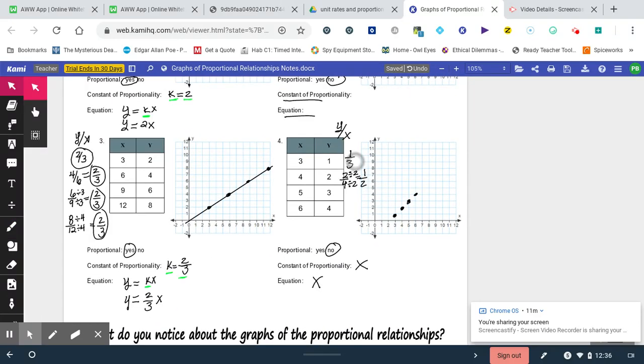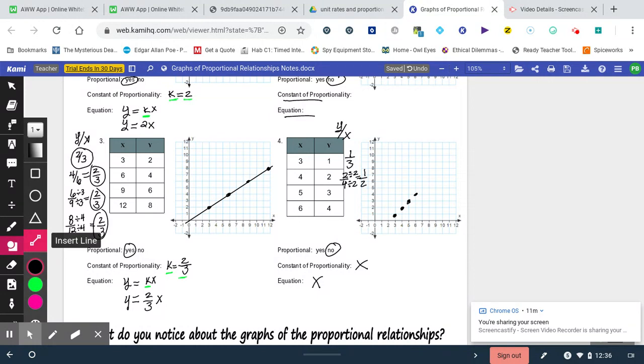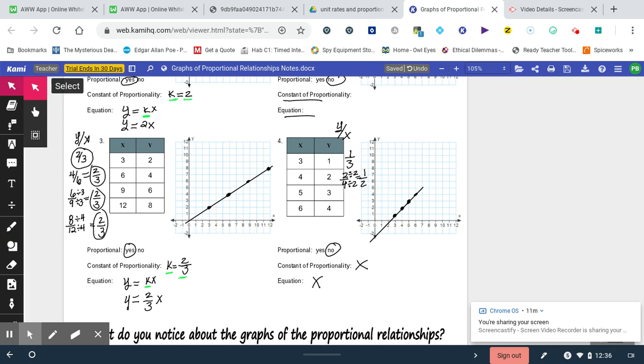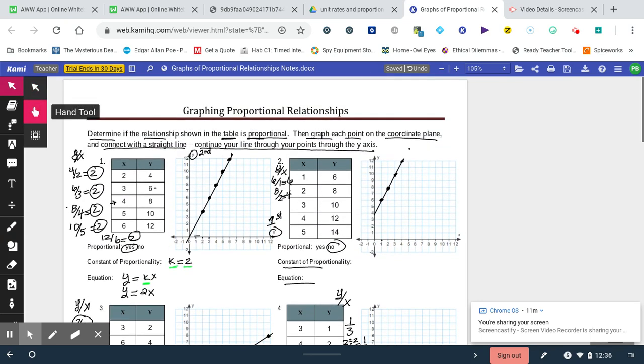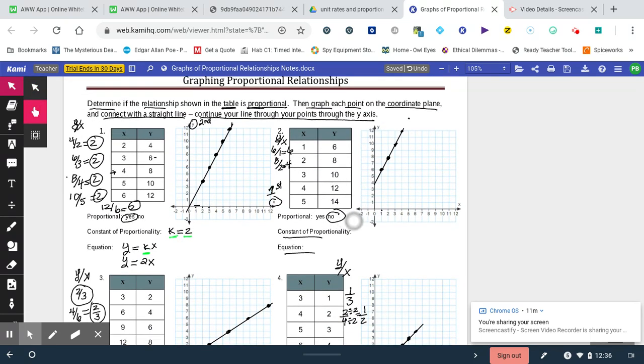Let me put this one back. Okay, make sure I get it off the line. All right, let's go back up here and see what we get. It's much easier if I do it this way. So number 1 was proportional.